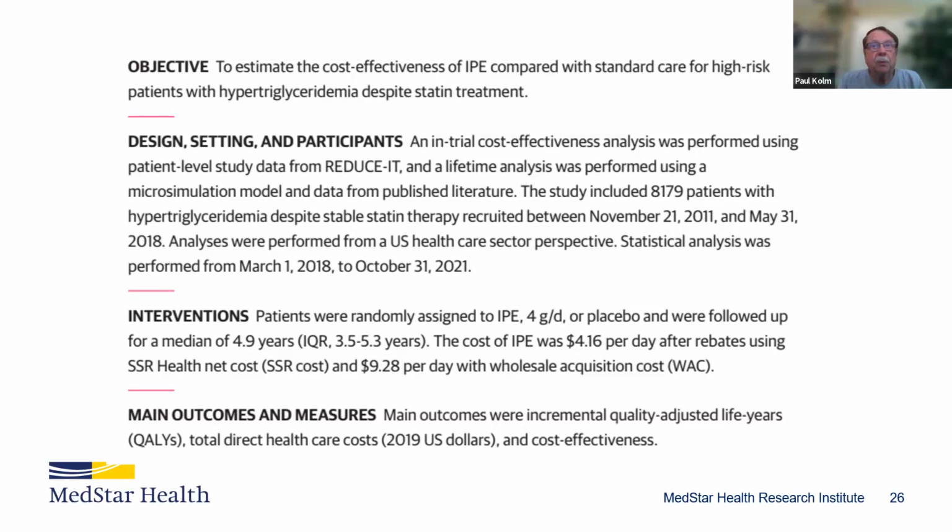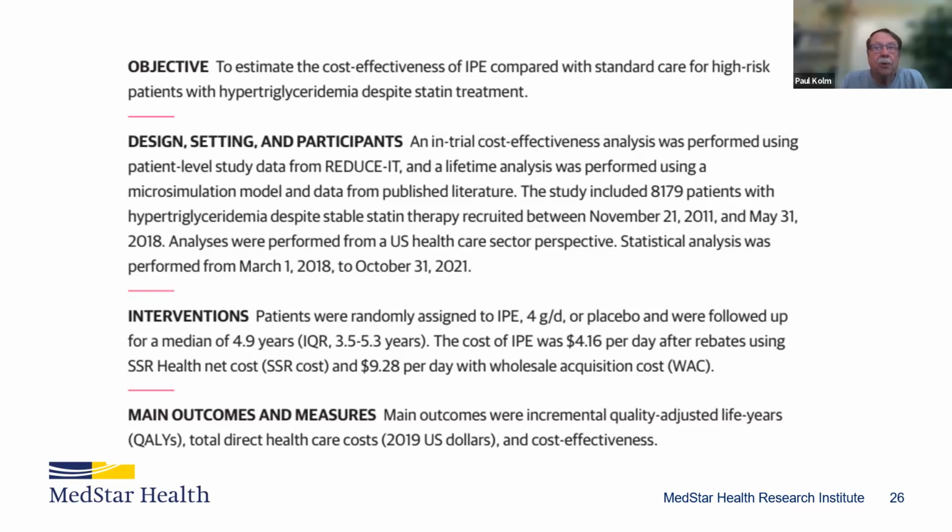And so our intervention was IPE, 4 grams a day, or it was 4 1-gram tablets a day, or placebo. And these patients were followed up for a median of virtually 5 years. And we looked primarily at 2 different costs of the drug. The first one, the least expensive, was $4.16 per day. And we used what's called SSR, Health Net Costs, which includes rebates.